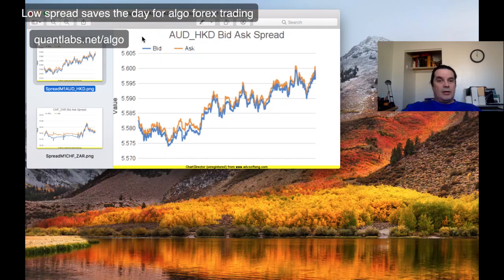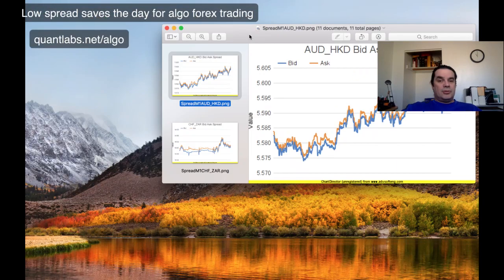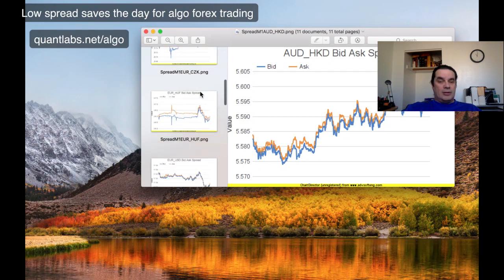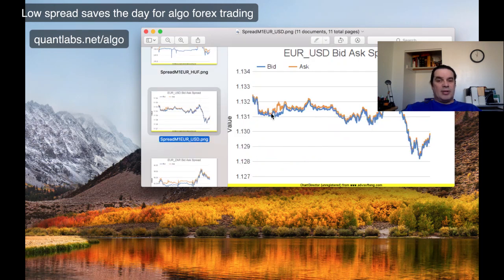Okay, so here we are. We're going to ignore a bunch. Let's start with the euro US dollar. This is the one you would expect to have the tightest spread. Here we are: blue is bid, orange is ask. You can see how tight it is between the two, and there's some discrepancy, fine.